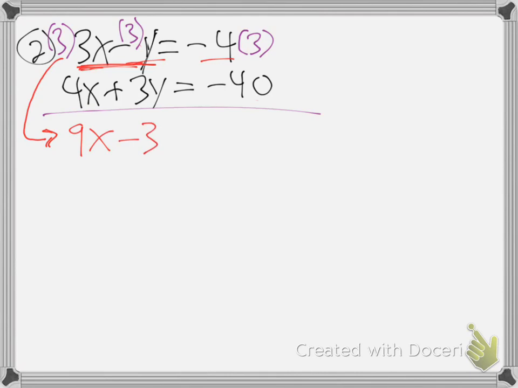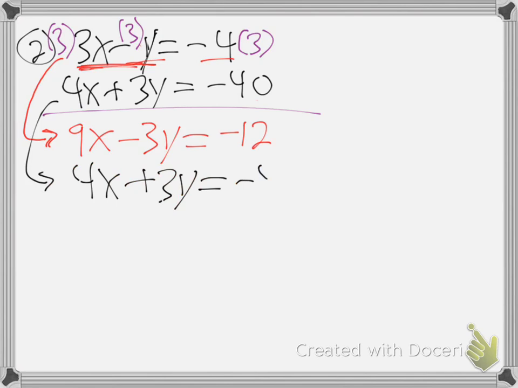9x minus 3y is minus 12. So I multiplied through that top equation by 3, right? Because it was equal before, I treated them the same, so they're going to be equal afterwards. The bottom equation, I'll just bring down unchanged. I didn't change the bottom. I just want to keep them lined up.